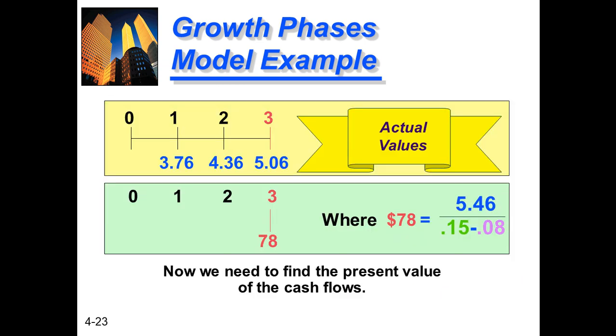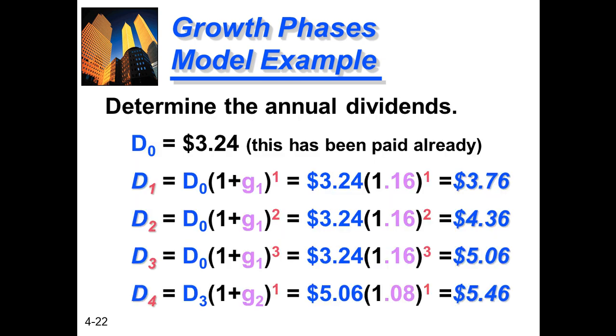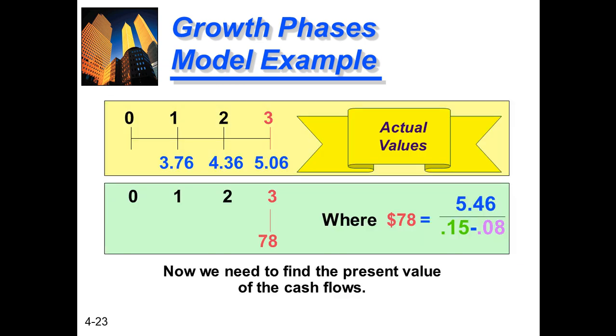Now for the first phase, in the first year there is 3.76. For the second year there is 4.36. For the third year there is 5.06. These are the growth phase dividends. For the second phase, D4 is equal to 5.46. You can see D4 is equal to 5.46. It will be divided by 0.15 minus 0.08, constant growth model. So 0.15 minus 0.08 will become 0.07. 5.46 divided by 0.07 will become $78.